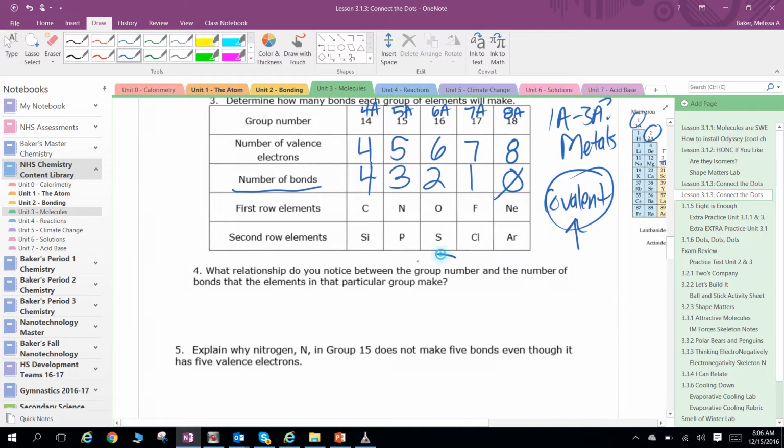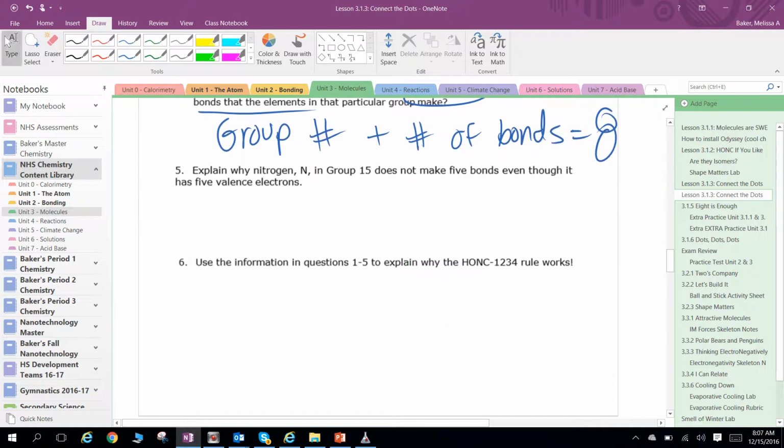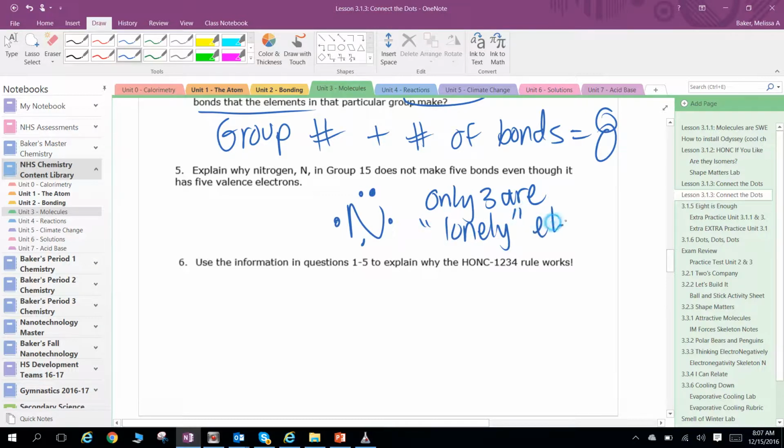What's the relationship between the group number and the number of bonds that can form? Well, what are you noticing about the group number plus the number of bonds? It's always adding to what? 4 plus 4, 5 plus 3, 6 plus 2. It always adds to 8. Why does nitrogen not make 5 bonds even though it has 5 valence electrons? Only 3 are what I like to call lonely electrons, because the ones that are paired up are already happy.